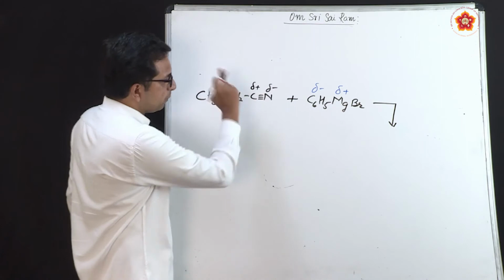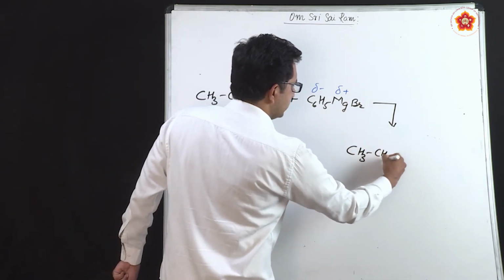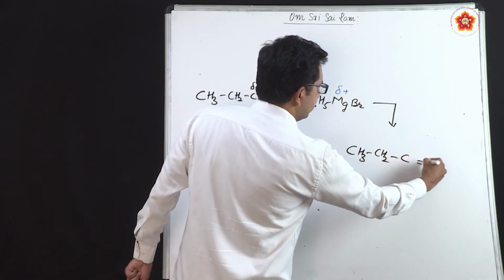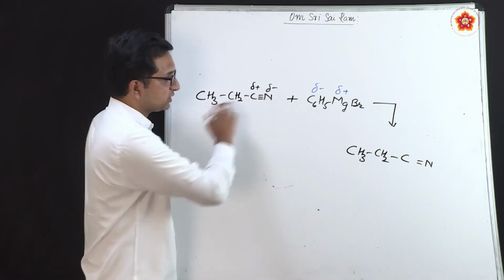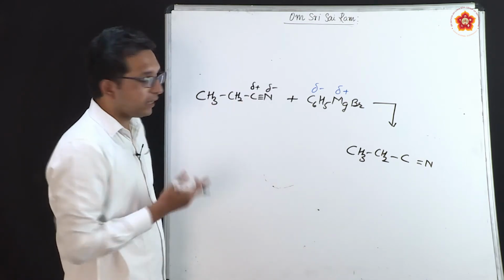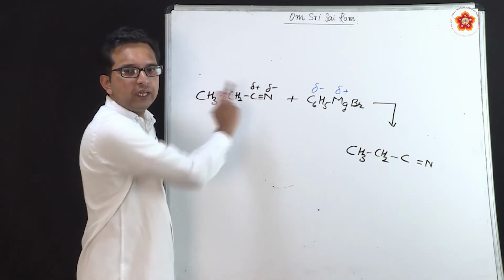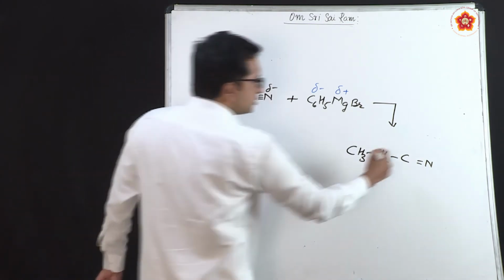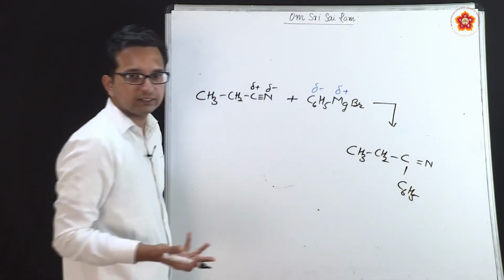So, one of the bonds is broken here, and that is how you get CH3, CH2, C and then N. One bond is broken because there is a reaction happening, and the moment it breaks, the negative part comes and attacks the electrophilic positive carbon. So, what is the compound forming here? C6H5. This is the negative part here, that is why it has come.